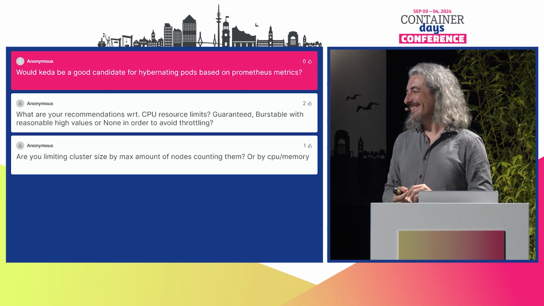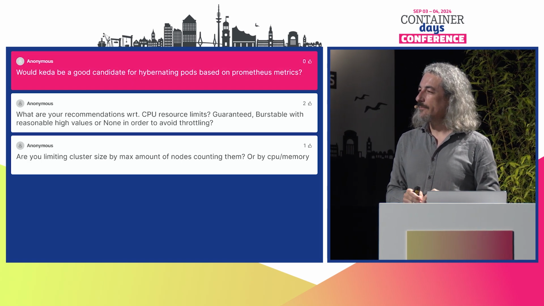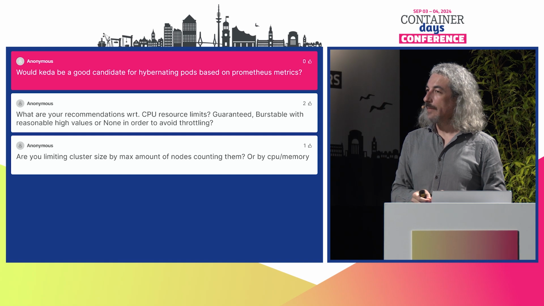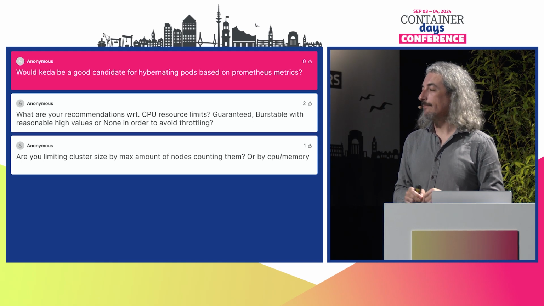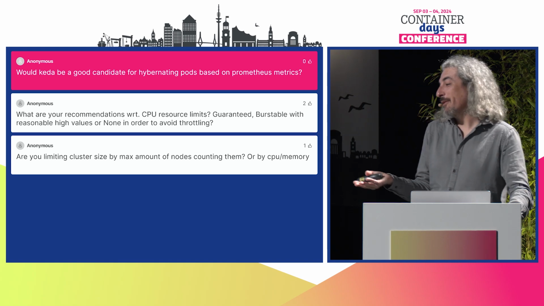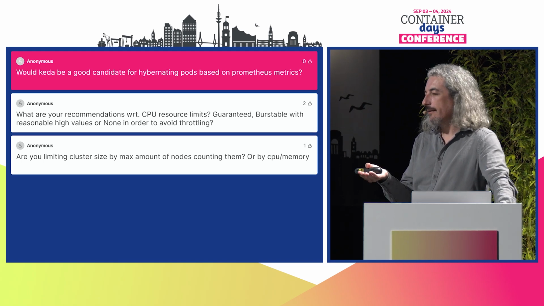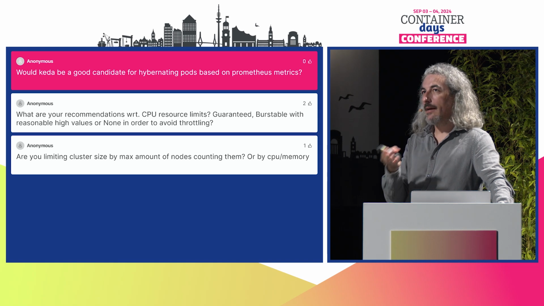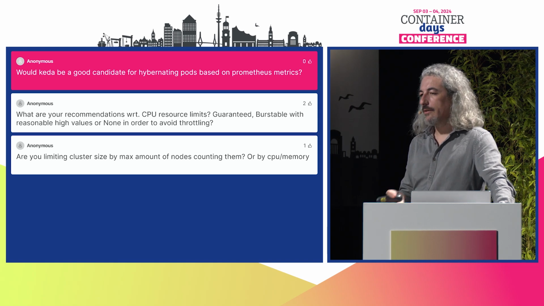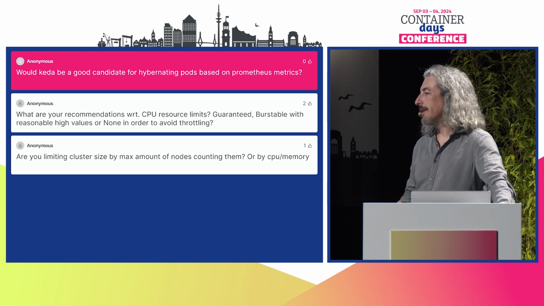What else? Let's do this one. Would KEDA be a good candidate for hibernating pods based on Prometheus metrics? Yeah, I think so. I mean, maybe a bit overkill, because HPA has the option of scaling to zero using metrics, so maybe you don't need to go to KEDA to do it. But yes.